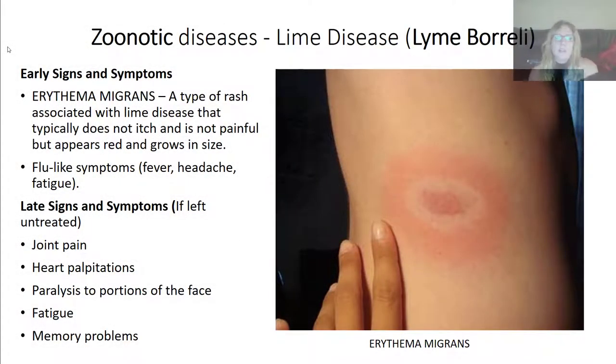Okay. So, early signs and symptoms of Lyme disease. One of them is called erythema migrans, which is this unique ringed type rash that you see here in the picture. It's a type of rash that's associated with Lyme disease that typically doesn't itch and usually is not painful, but it does appear red and it tends to grow in size. The victims usually will get flu-like symptoms with fever, headache, and fatigue. If left untreated, after time, these patients will experience joint pain, heart palpitations, and even paralysis to portions of the face, fatigue, and even memory problems, which may even persist up to 6 months after treatment.